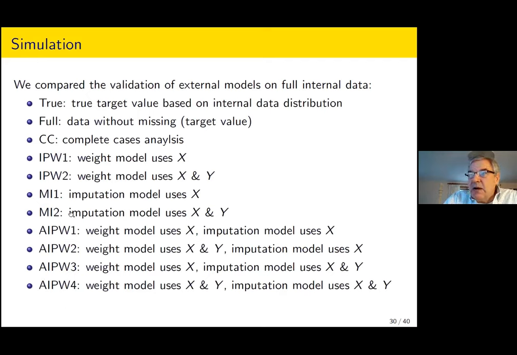There are lots of questions here, but complete cases is going to be biased quite often. Within the inverse probability weighting, comparing one and two, the interest would be whether to include Y. Likewise within multiple imputation, comparing one and two. And within AIPW, the first one would be just ignoring Y, and the bottom one would be using Y in both models.